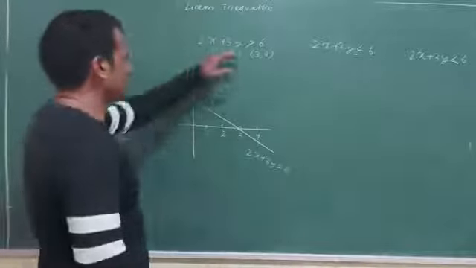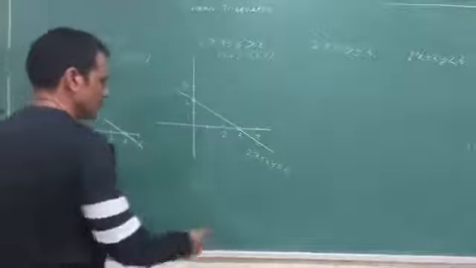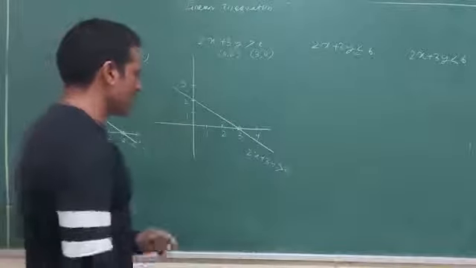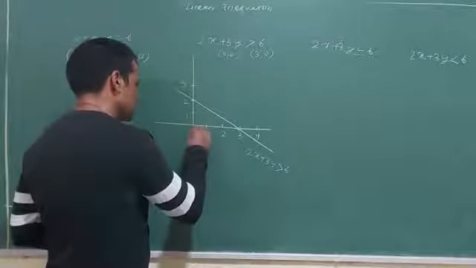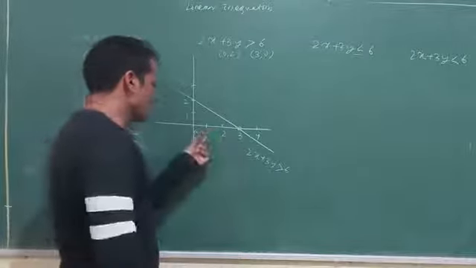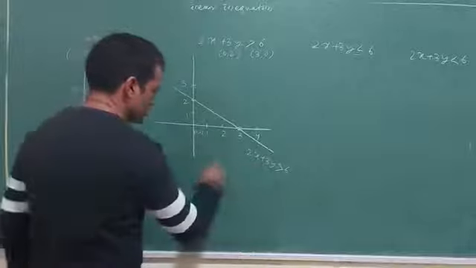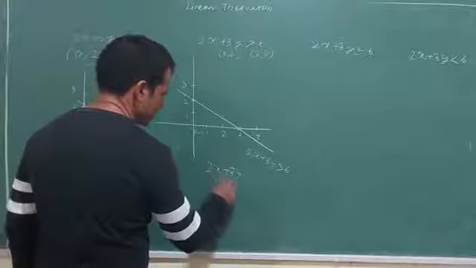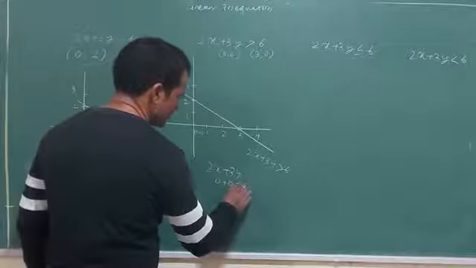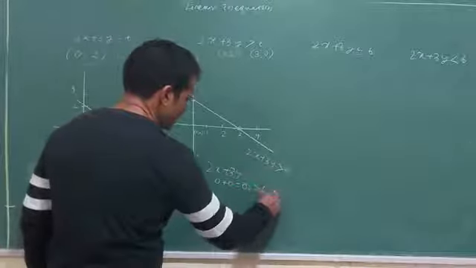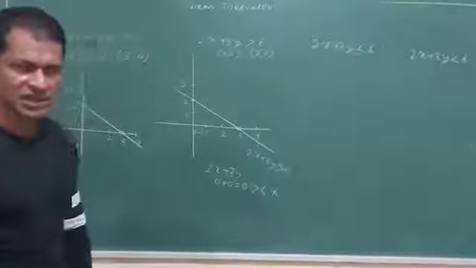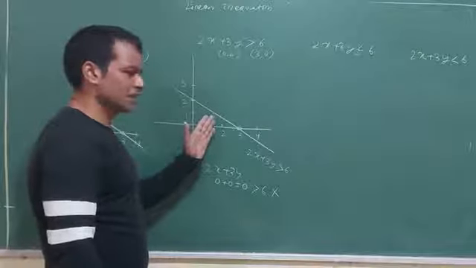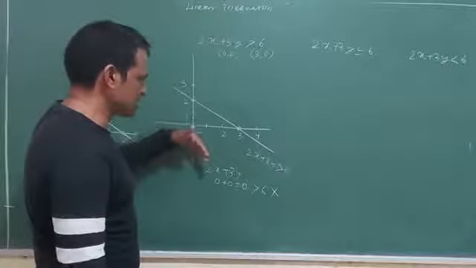But I need to get greater than 6. What is the region for greater than 6? This is the origin. Replace the origin in this equation, 2x plus 3y. That gives you 0 plus 0, which is equal to 0. Is 0 greater than 6? No. That means this point is not satisfying the inequality, so the graph will not come towards this side.